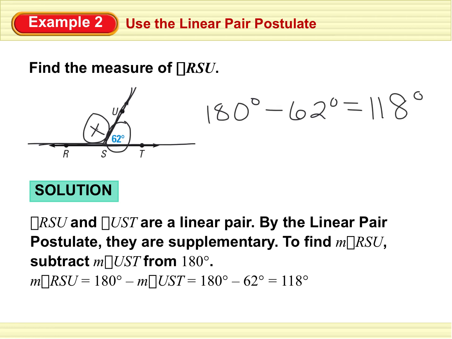So you need to determine if it's a linear pair or a vertical angle, and then do the math to figure out what that angle equals. So first thing you ask yourself, is it a vertical angle? Is it a linear pair? And then go from there. If it's a linear pair, you take 180 minus the angle that is given to you.